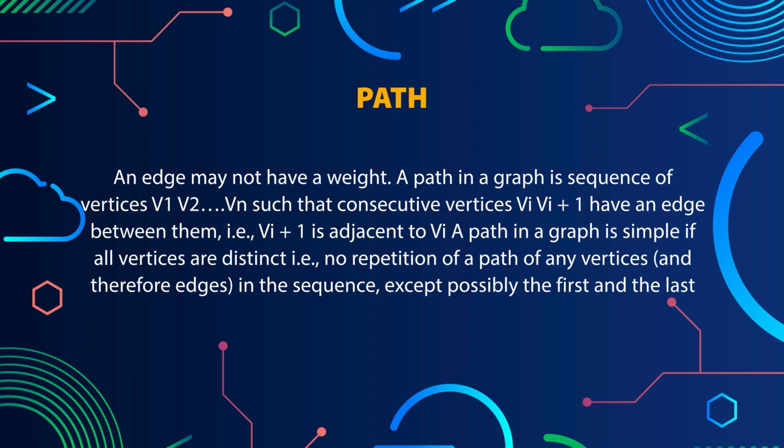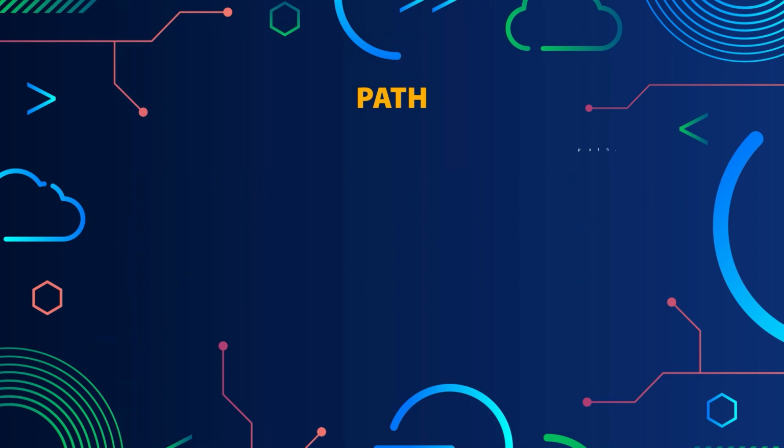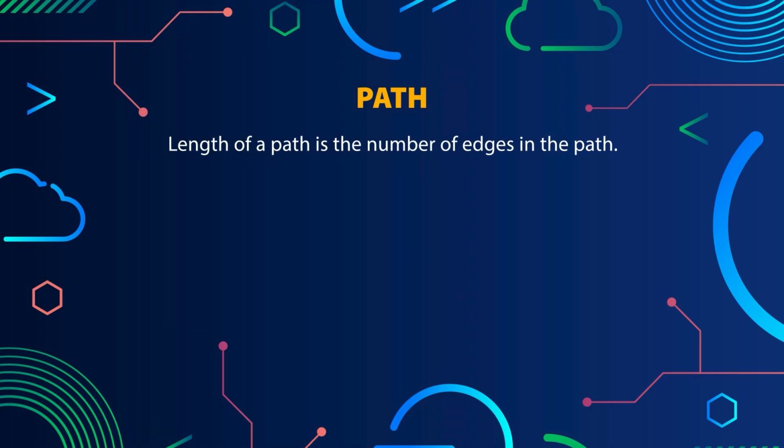A path in a graph is a sequence of vertices such that consecutive vertices have an edge between them, and V(i+1) is adjacent to Vi. A path in a graph is simple if all vertices are distinct. It means that there is no repetition of the vertices in the sequence except possibly the last and the first one. The length of a path is the number of edges that lie in the path.